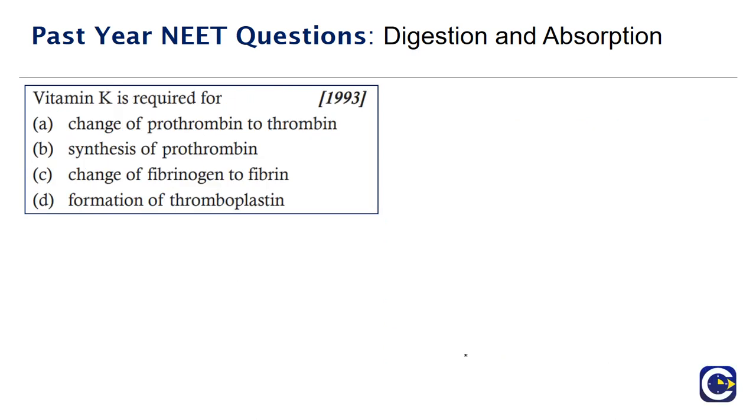Vitamin K is required for. Options given are: option A, change of prothrombin to thrombin; option B, synthesis of prothrombin; option C, change of fibrinogen to fibrin; option D, formation of thromboplastin.